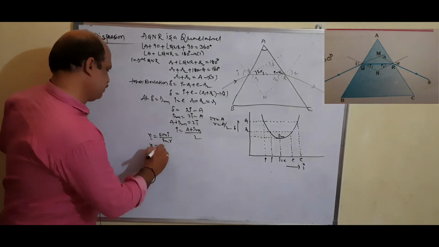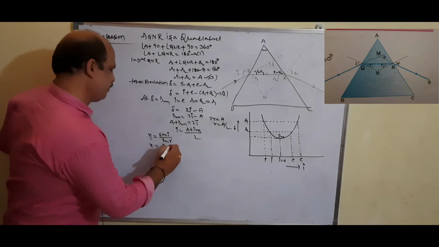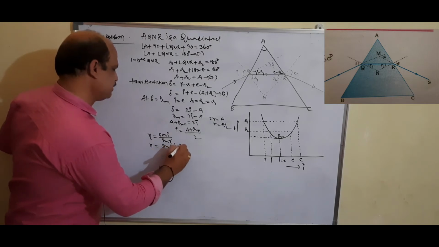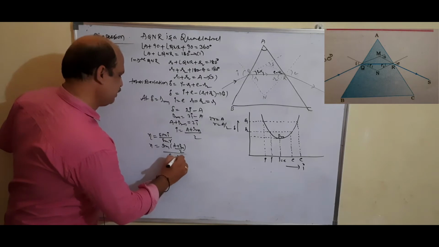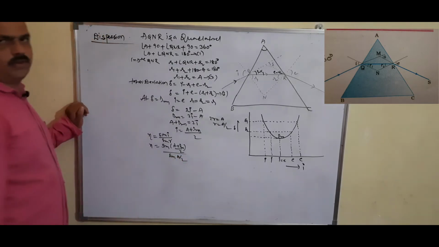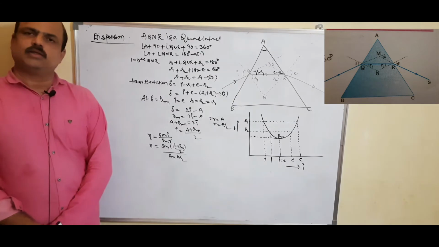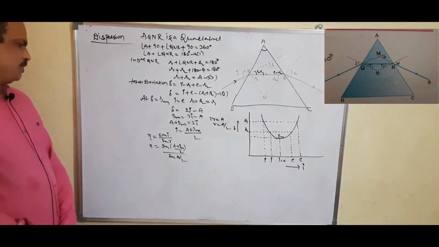So n is equal to sin of i, what is the value of i here? A plus dm by 2. What is the value of r here? Sin A by 2. So this is the expression for refractive index of a prism.